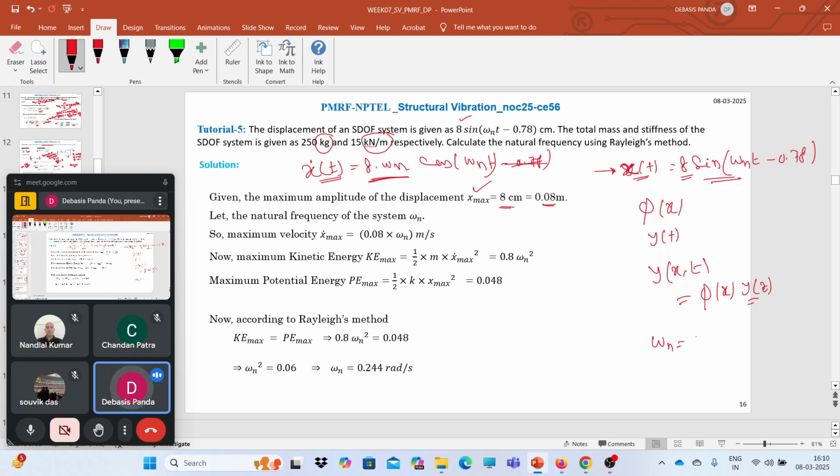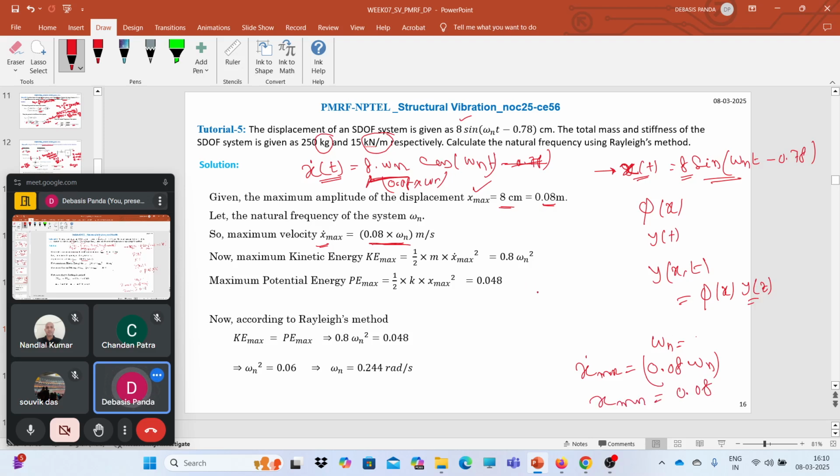So what will be the maximum value of this x dot t? That means the maximum value of velocity is nothing but 0.08 omega n. 8 in centimeter, that means 0.08 into omega n, the amplitude of this vibration. Now once we have these two values, x dot max equals 0.08 omega n and x max equals 0.08.